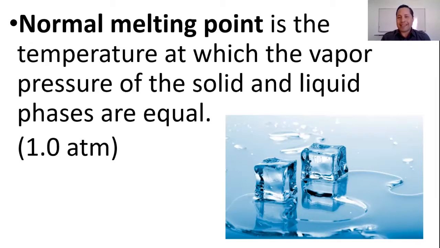So when we say the melting point of water is 0, we're really referring to its normal melting point at a pressure of 1 atm. The normal melting point is the temperature at which the vapor pressure of the solid and liquid phases are equal to each other. Again, that happens at a pressure of 1 atm.